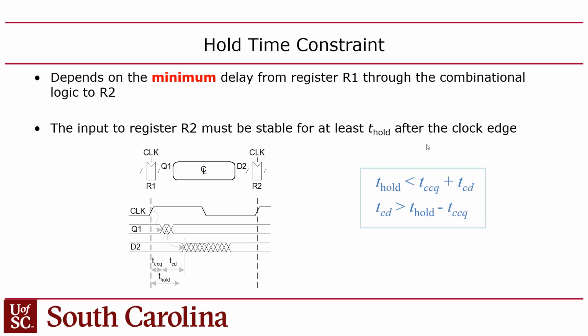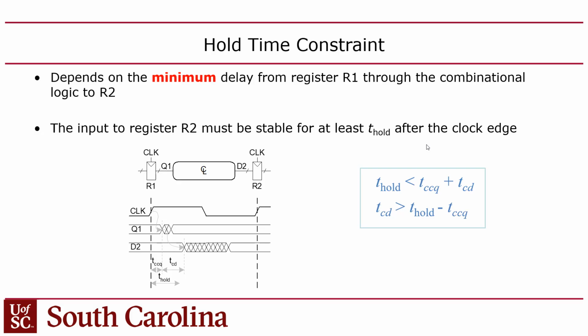Because once this guy changes, if the signal zips across really fast to the D input on the other one, then the hold time will be violated because this guy will see a change too quickly after the clock edge. It'll see a change of its inputs too fast after the clock goes up, right? So that would be a hold time constraint, right? Now the hold time constraint is based on the contamination delay. So the hold time has to be less than the TCCQ, which is the contamination delay of the source flip-flop, plus the contamination delay of the circuit.